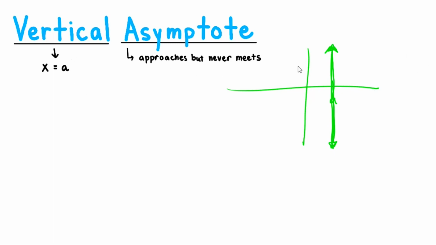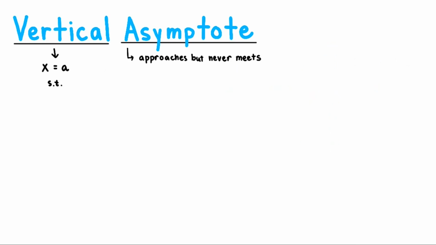Now, the important thing to relate vertical asymptotes and infinite limits is that the requirement here is that x equals a, wherein the one-sided limit of the function f of x, or the curve, is equal to positive or negative infinity. So either of these two.